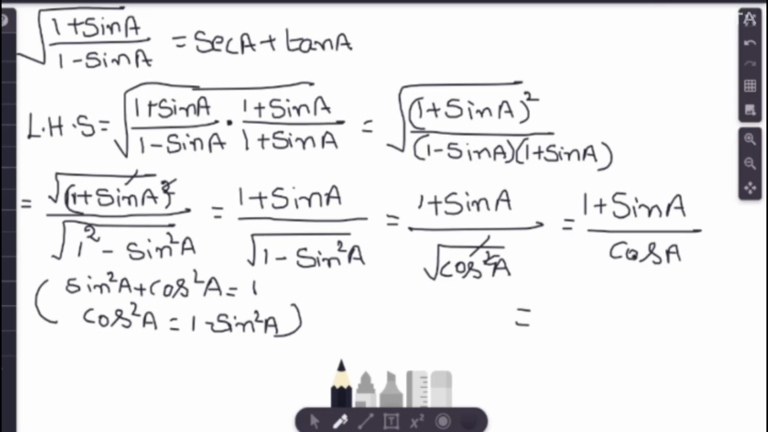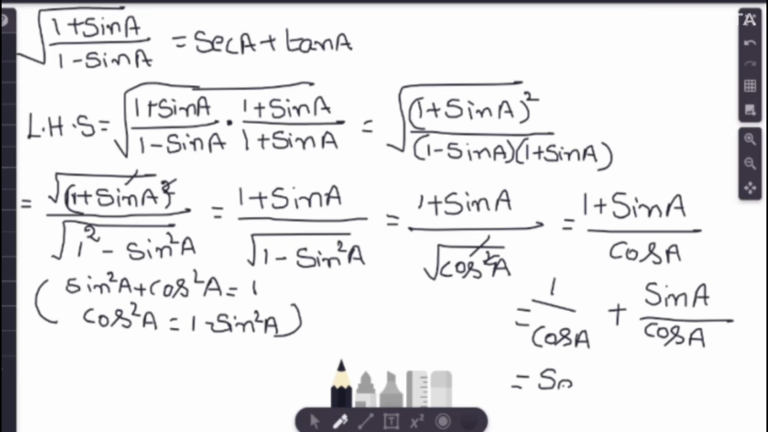Now this cos A is the denominator which belongs to both the terms in the numerator. So 1 by cos A plus sin A by cos A. Split the denominator for the numerator terms. So 1 by cos A means secant A. Sin A by cos A means tan A. This is RHS. You see the right hand side in the question. In the question, what is the right hand side? Secant A plus tan A. The same we got now, which is equal to RHS. Hence proved.